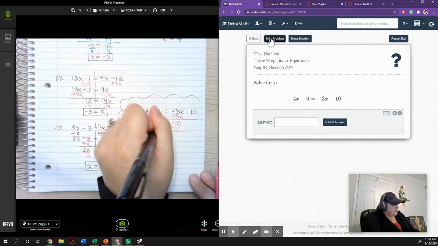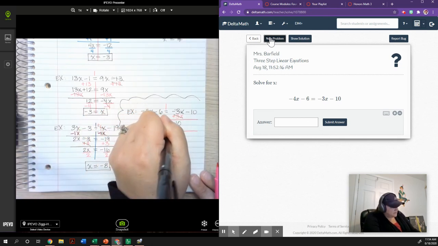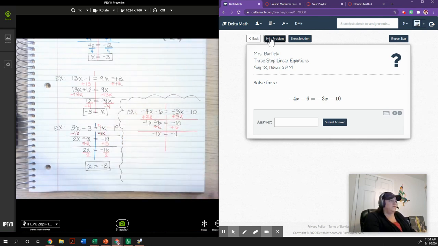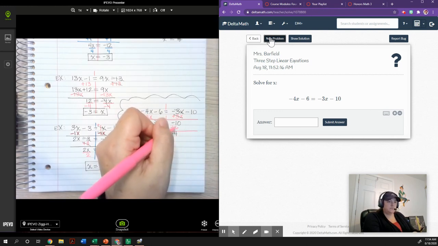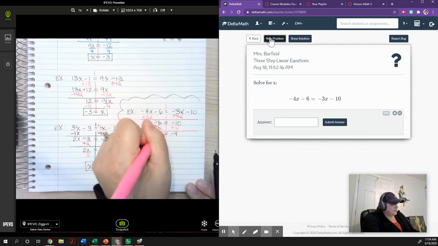Okay, so negative 6 plus 6, that eliminates. So bring negative 1x down. Equals negative 10 plus 6, negative 4. Remember, if you're not comfortable with adding and subtracting positive and negative numbers, use that calculator to help you out, but try not to. Okay, I need to get x by itself.